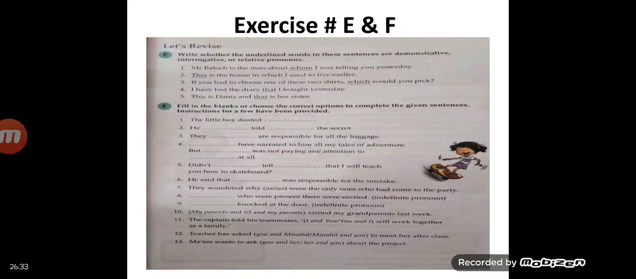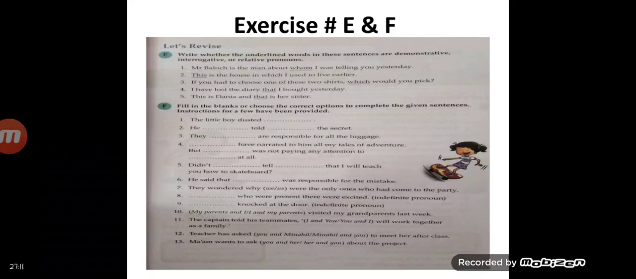If you had to choose one of these two shirts, which would you pick? Which is used in the sentence as an interrogative pronoun, right? Interrogative pronoun. The fourth one: I have lost the diary that I bought yesterday. That is relative pronoun. Yes, that is relative pronoun. This is Dania and that is her sister. That is used in this sentence as a demonstrative pronoun. Right, demonstrative pronoun.